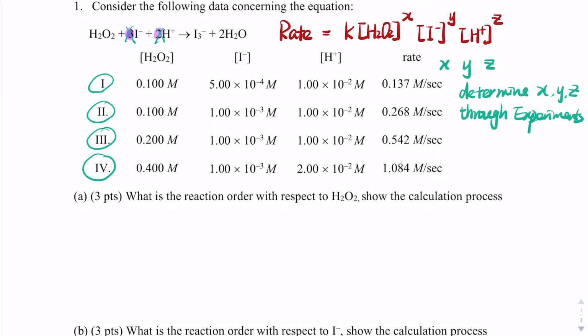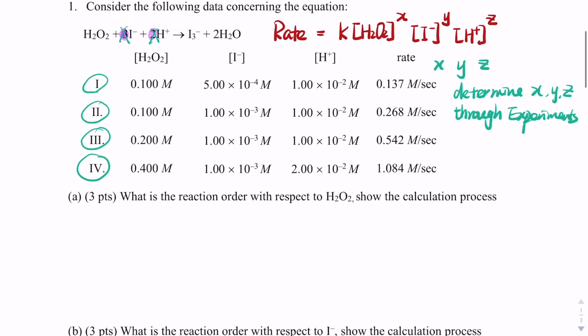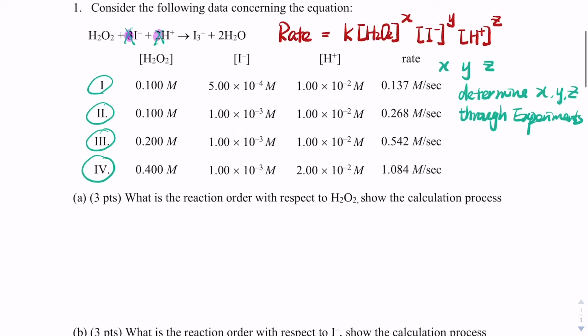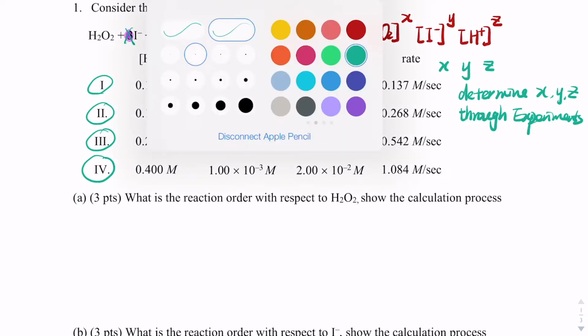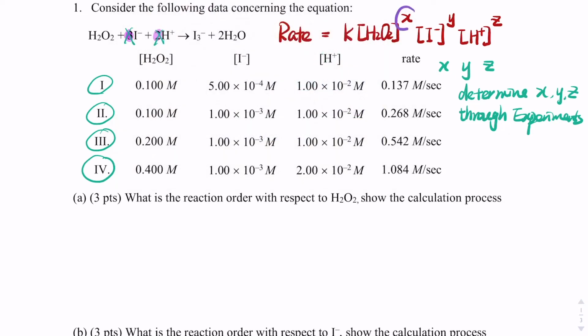Now let's look into that. Let's start from the first question. The first question is asking, what's the reaction order with respect to H2O2? That means you're going to determine x first. I'm gonna use a color for x. And then you ask, what should I do? This requires you to know the thought process.